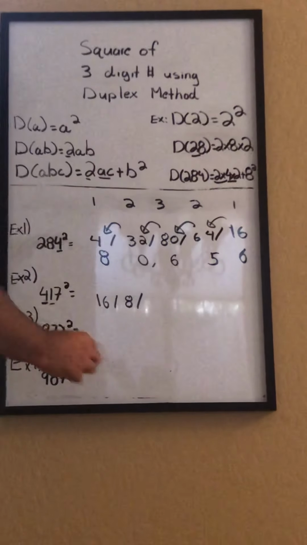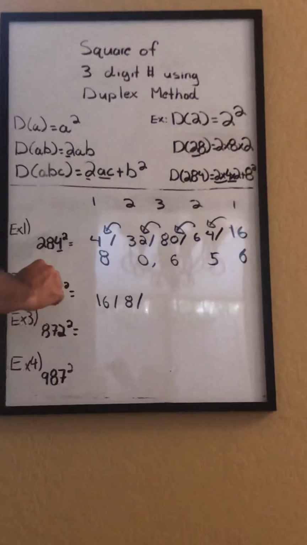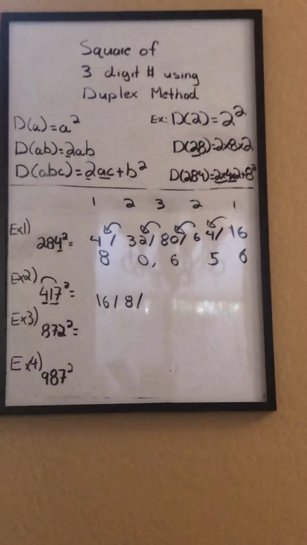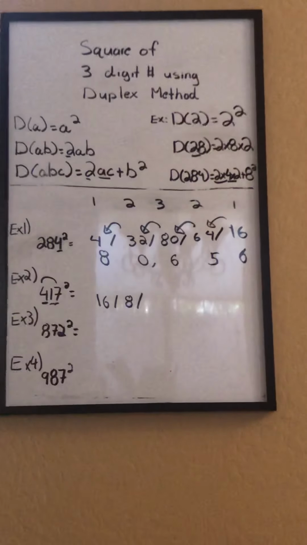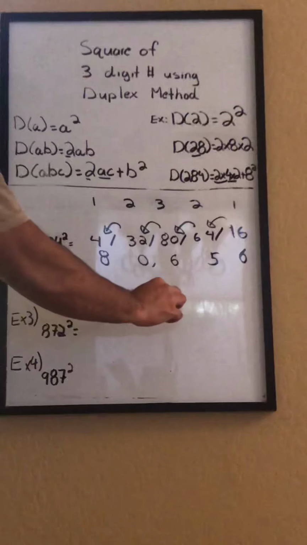Okay, now I'm right here. The duplex of 417. So I have to find twice the product of the outside numbers and add that to the square of the middle number. So 4 times 7 is 28. 28 times 2 is 56. 56 plus 1 squared is 57. So I put a 57 right here.